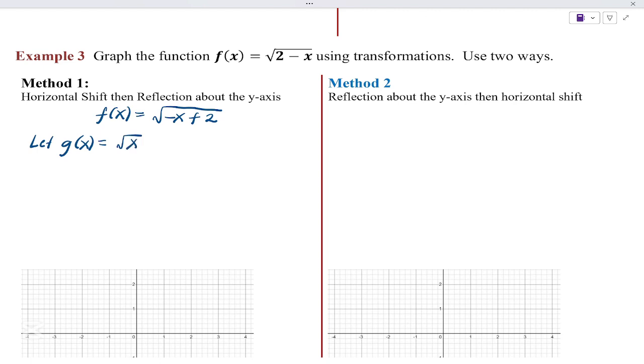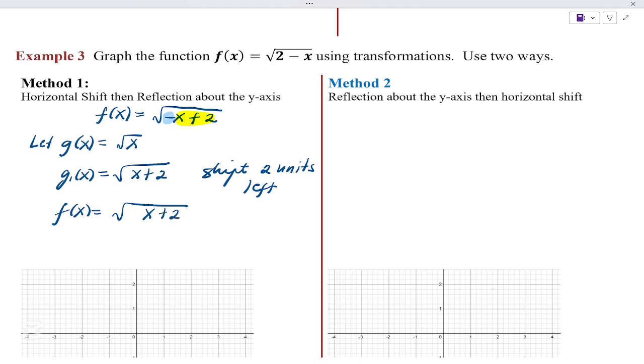So if we will start with the horizontal shift, we will replace x by x plus 2. So your function would be the square root of x plus 2, replacing x by x plus 2, meaning you have to shift 2 units left. Then after that, this negative here is negative in x, so your function, which is equal to the square root of negative x plus 2, multiplying negative in the x, is a reflection about the y-axis because you multiplied negative in x.